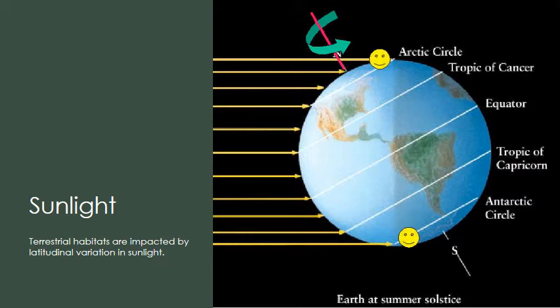Now, these terrestrial habitats are impacted by sunlight. Kind of important. You'll notice that some regions of the Earth get more sunlight than other parts of the Earth. That's based on latitudinal variation. Now, if you remember, latitude lines lay, right? They're the horizontal lines. So, based on where your latitude is, you're going to get more or less sunlight. Typically, around the center of the Earth, the equator, you're going to have much more sunlight, much more direct light.